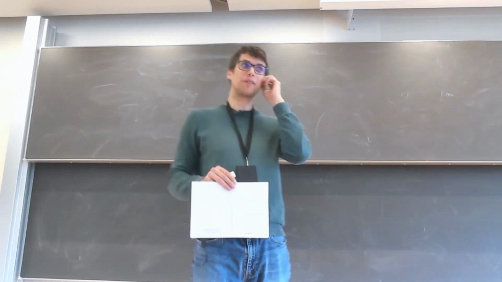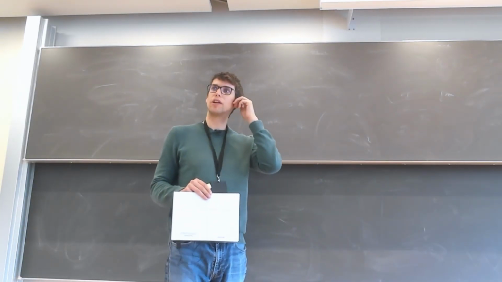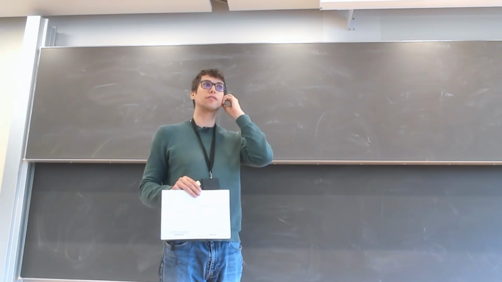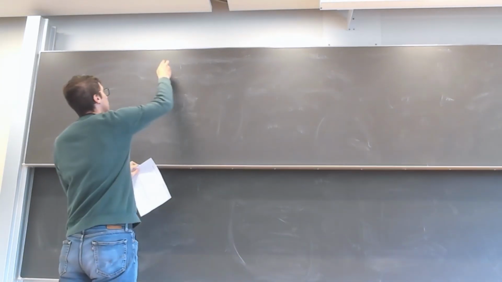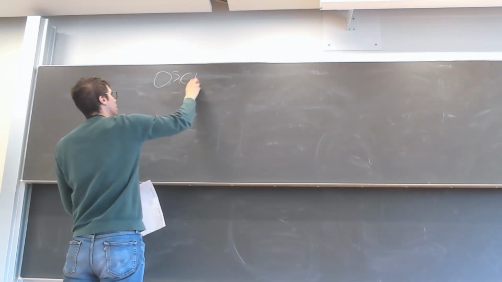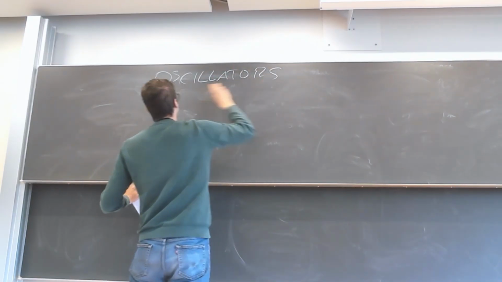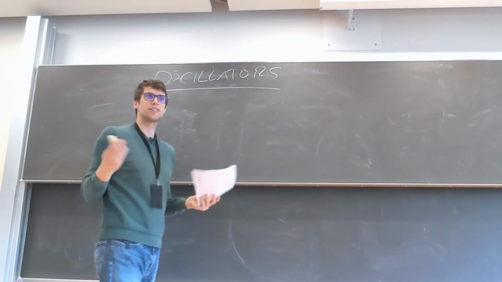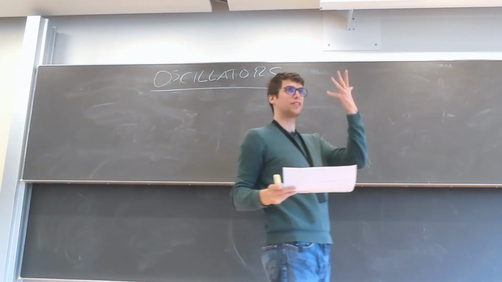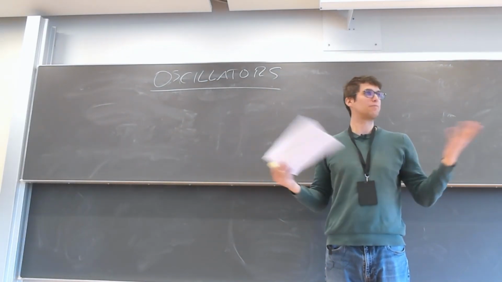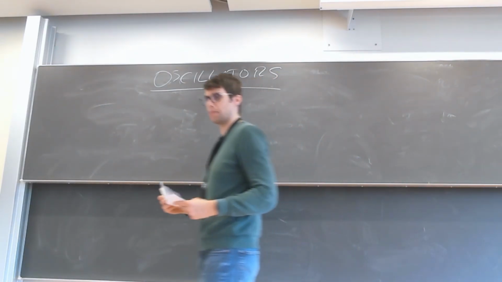Okay, so then welcome to lecture 6. Today we will be talking about oscillators. So what are oscillators? Oscillators are things that make oscillations. What are oscillations? Oscillations are things going up and down and up and down. Again, like a clock, for example.